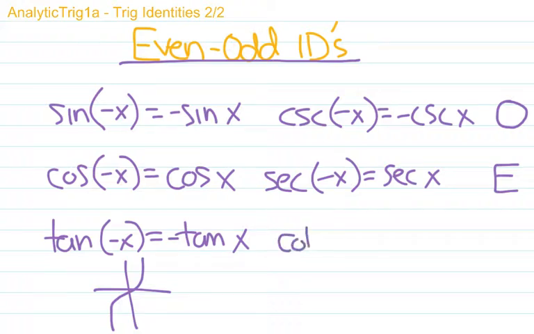So cotangent of negative x equals negative cotangent x. So that's odd, both of those.